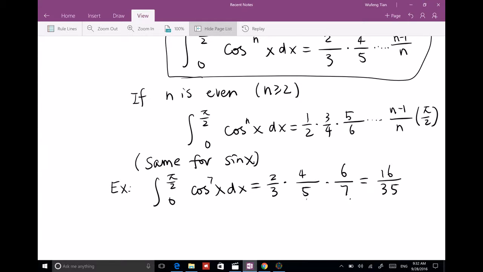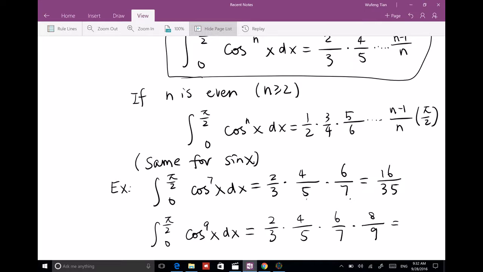Alright, so what if I have the integral from 0 to pi over 2 of cosine x to the power 9 dx? Well, then this will be 3, 5, 7, 9. So it's 2 over 3 times 4 over 5 times 6 over 7 times 8 over 9. This is pretty simple. Once you know the formula, the whole process is very, very similar. Very easy.